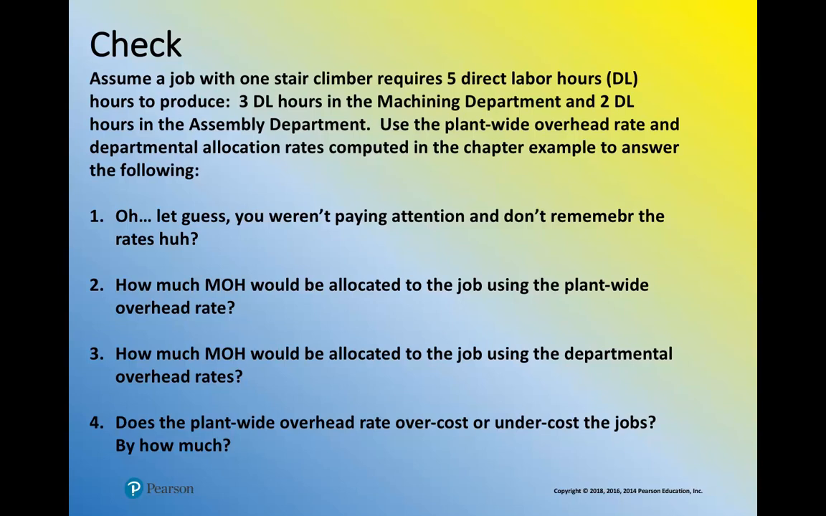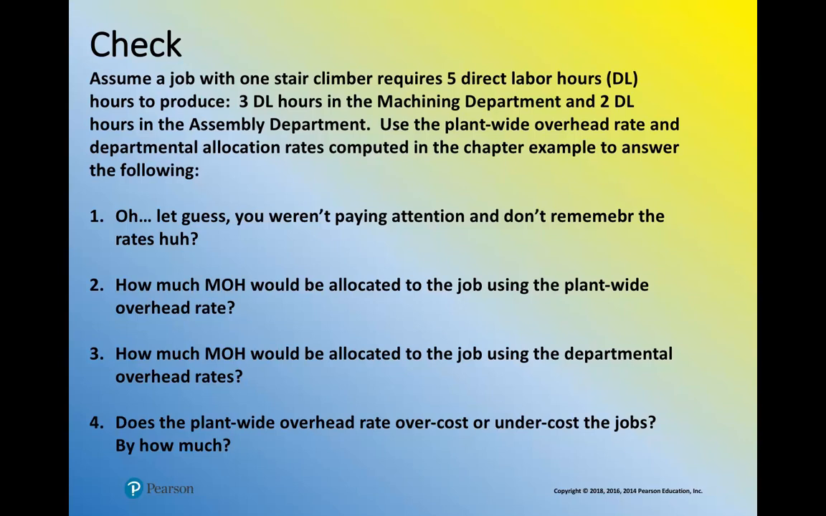So for number one, how much manufacturing overhead would be allocated using our plant-wide overhead? For that one, we're going to take our $16 plant-wide overhead rate times 5. So under our plant-wide rate, we're going to allocate $80 of manufacturing overhead to this particular job, our stair climber.